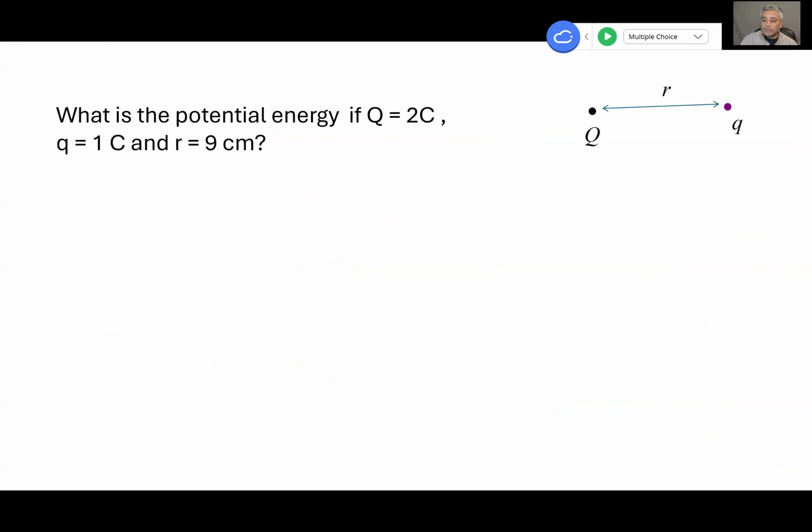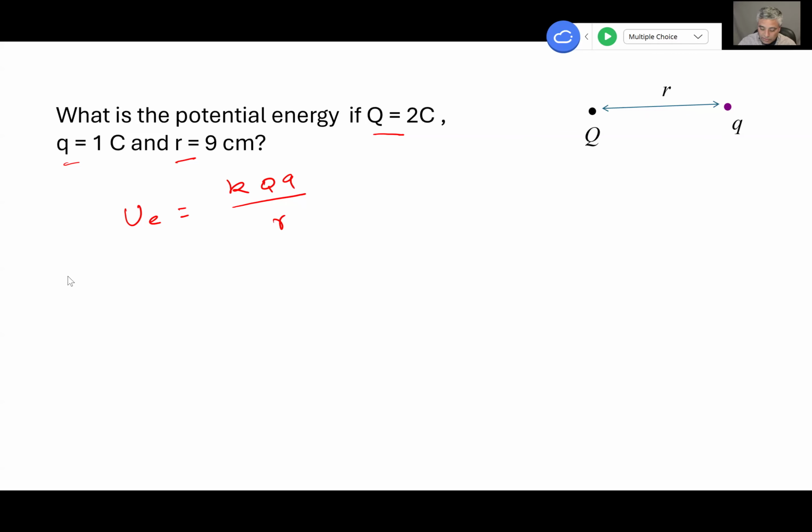So now let's suppose we are given two charges, and we want to find the work done. Sorry, not the work done, the potential energy. So the two charges and the distance given means we can use this formula. Oh, potential does not have R squared, by the way.